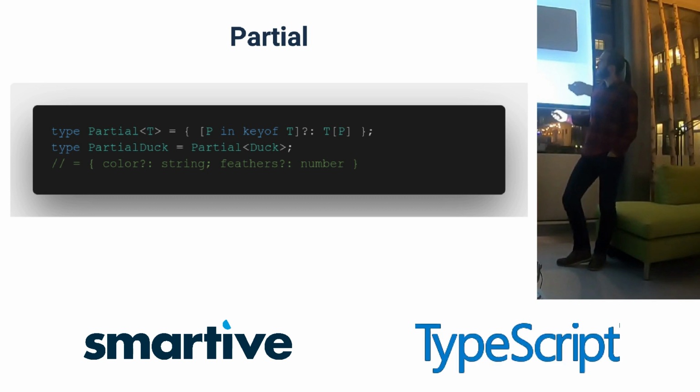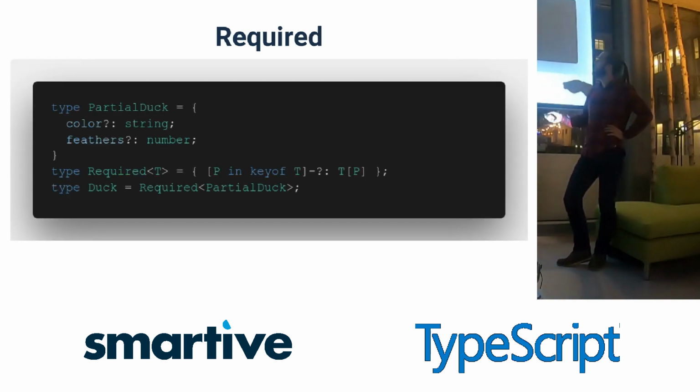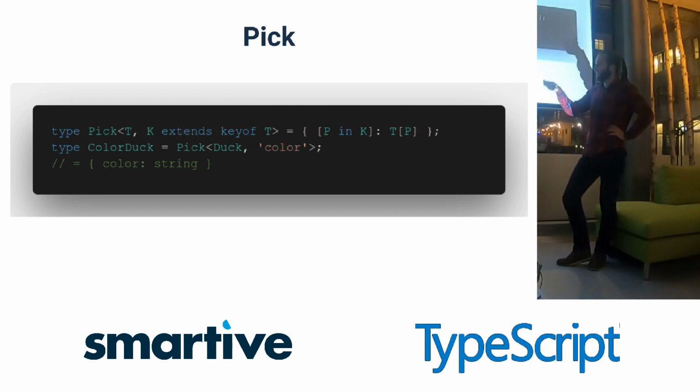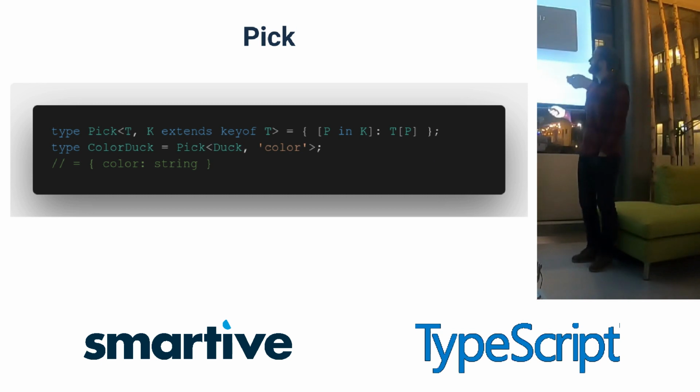Okay, partial is basically doing something similar. It just adds the question mark in front of the parameter key, meaning it makes each individual key optional. You can do the opposite, minus question mark, which means make all the keys required. You can make them nullable by appending a null. Okay, this is the next level.